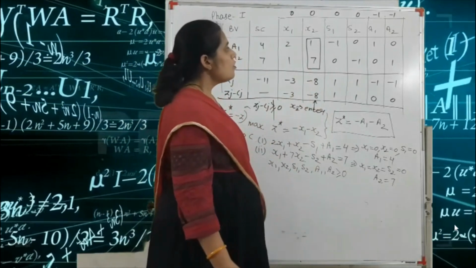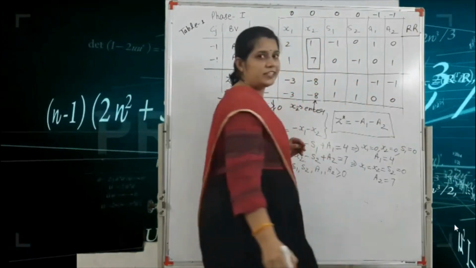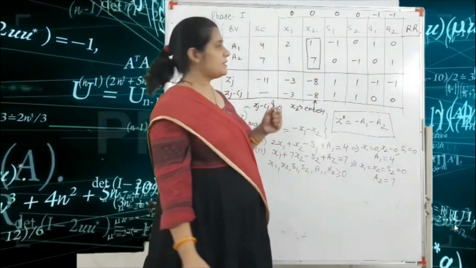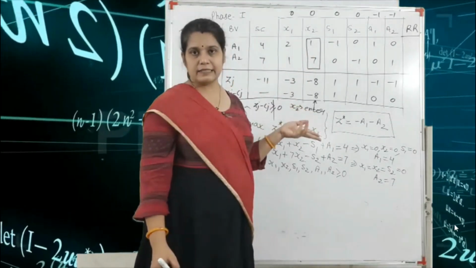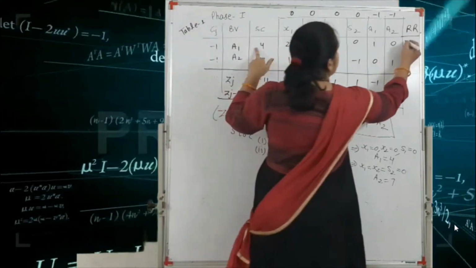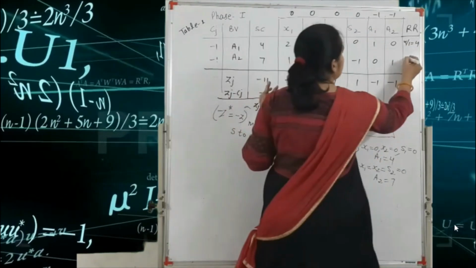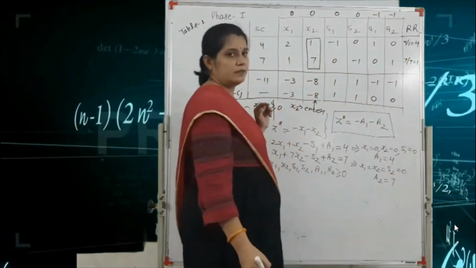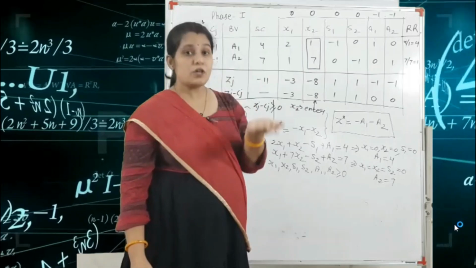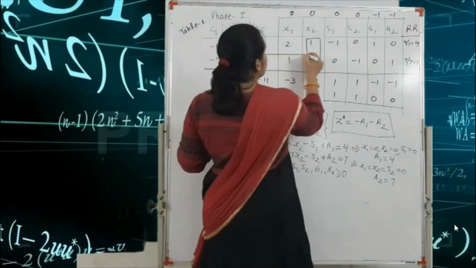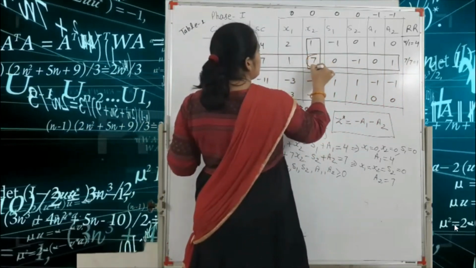Got it? So this is our key column. For finding the leaving variable, we write here the replacement ratio. What is the process for finding the replacement ratio? This is your solution constant, so solution constant divided by the key column. So 4 divided by 1 is equal to 4, and 7 divided by 7 is equal to 1. So the minimum value is 1, the minimum positive value. This is your key row, and this is your key number.